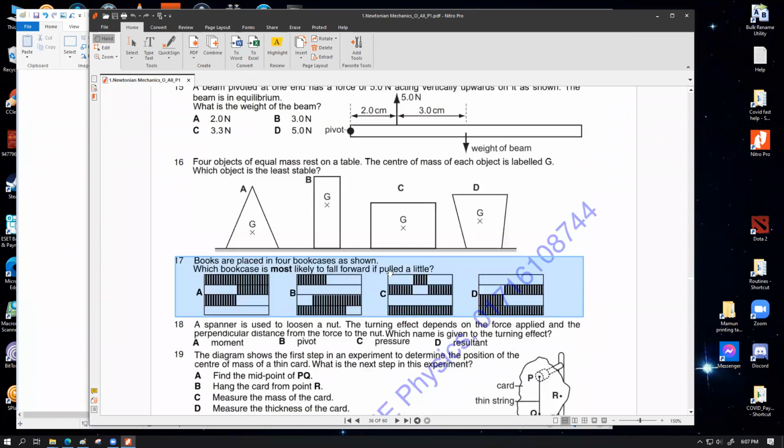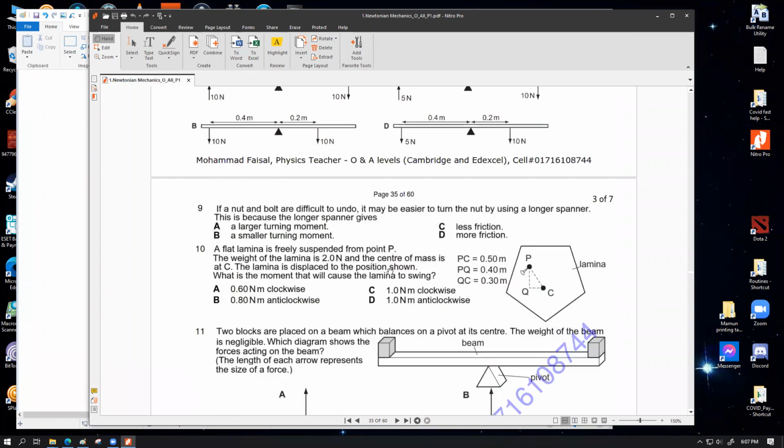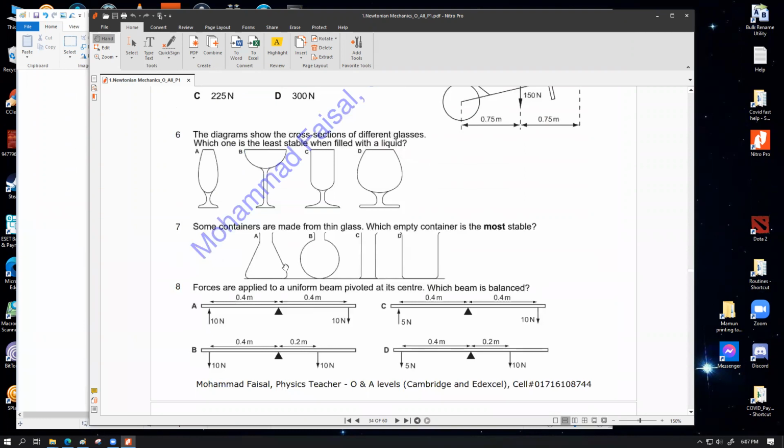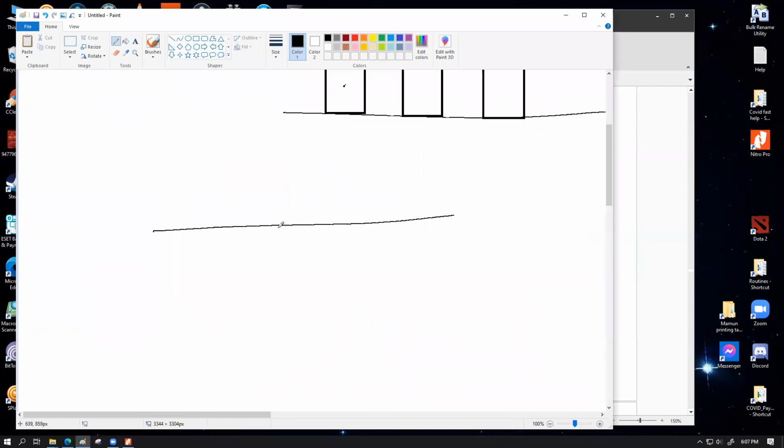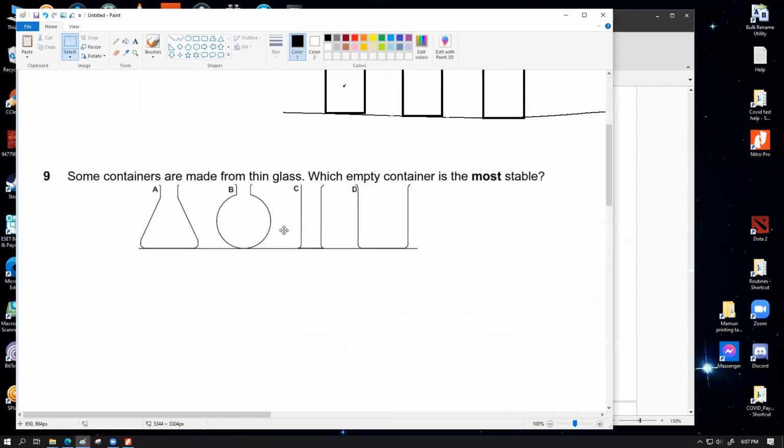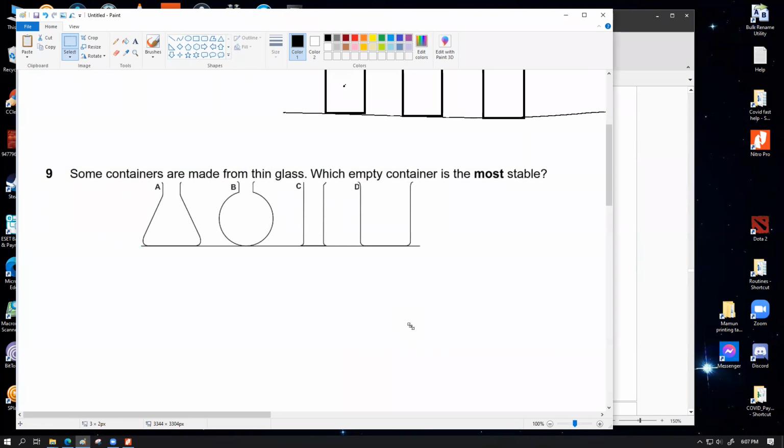Not this one. Yeah, have a look over here. We have four different objects over here. Let me pick this up so that I can use it for discussion. Okay, so we have four different objects over here, and the question says some containers are made from thin glass. Which empty container is the most stable? So we have to judge which is most difficult to topple over.